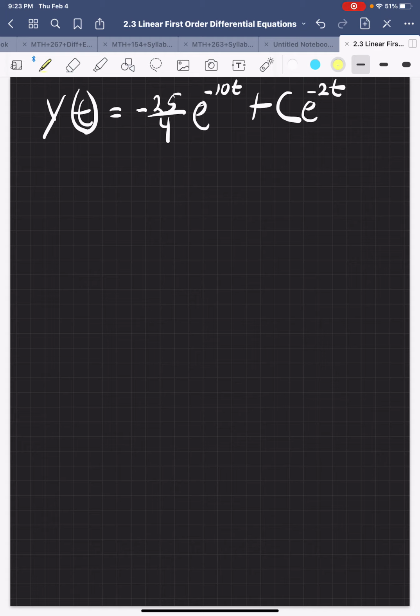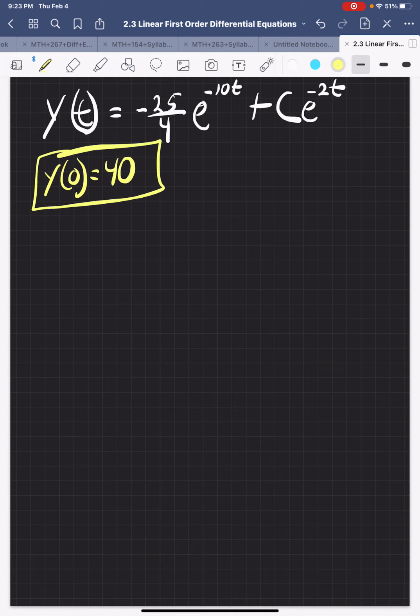And then all we're going to do is take the fact that y of 0 is equal to 40. Okay, that's that initial point of information. So what does that mean? When you plug 0 in for t, we know that it's equal to 40 kilograms. So let's go ahead and plug that in. So 40 is equal to negative 25 over 4 e, well, negative 10 times 0 is just 0, plus c e to the negative 2 times 0 is again just 0.